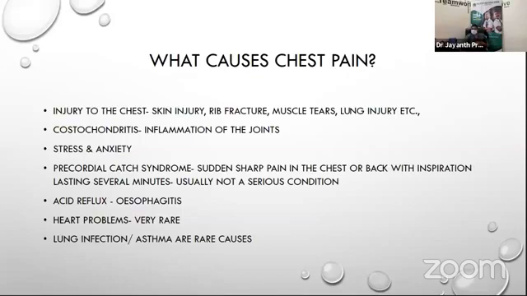Then there is another condition called acid reflux. Poor eating habits lead to the acid in the stomach being pushed up toward the mouth. While traveling through the esophagus, that is the food pipe, it causes inflammation in the esophagus. That is called acid reflux. Then rarely, in heart problems, lung infection, or asthmatic cases, the child will complain of chest pain.